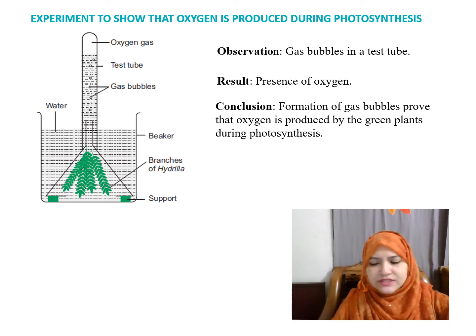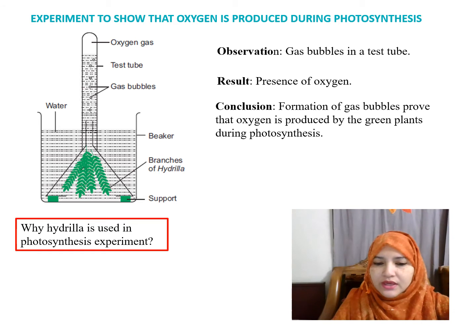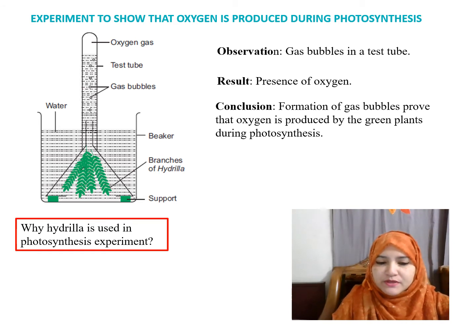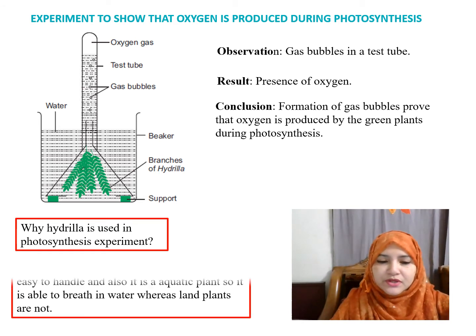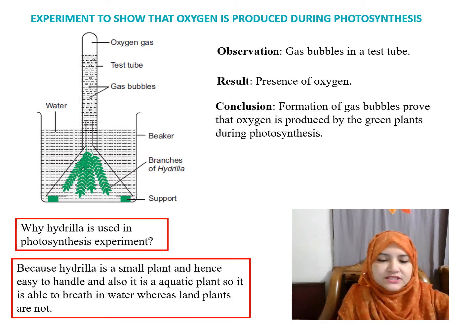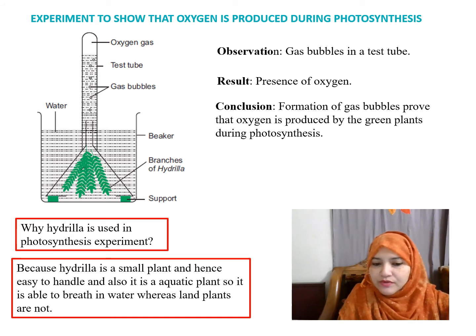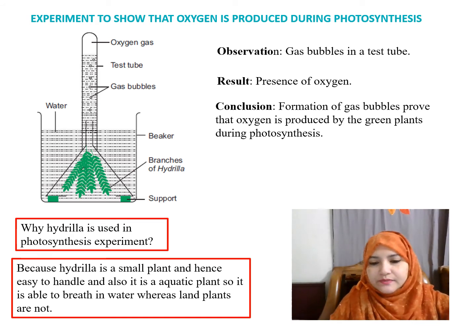A question may arise in your mind: why is hydrilla used in the photosynthesis experiment? Because hydrilla is a small plant and hence easy to handle, and it is green. It is also an aquatic plant, so it is able to breathe in water, whereas land plants are not.